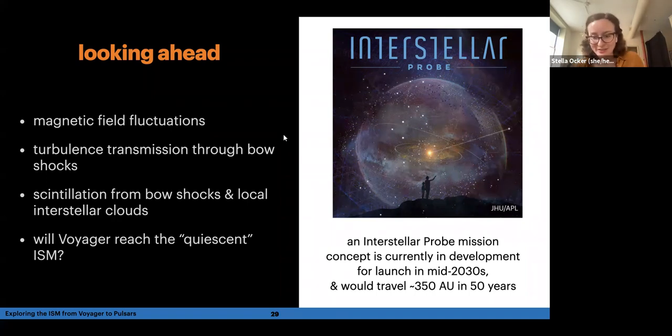is still in development stages, but if it happens, and I very much hope it does, then it will provide an extremely exciting opportunity to directly sample the ISM with much higher precision and accuracy than we can currently do with Voyager. So with that, I will happily take any more questions.